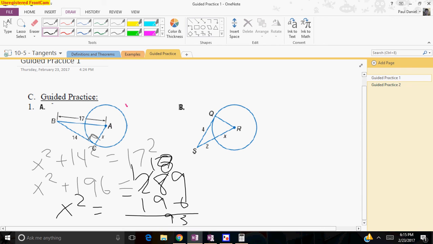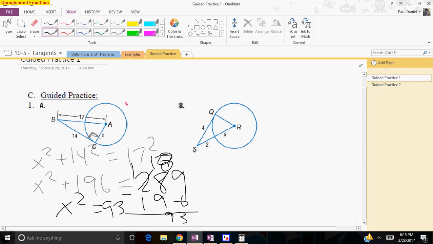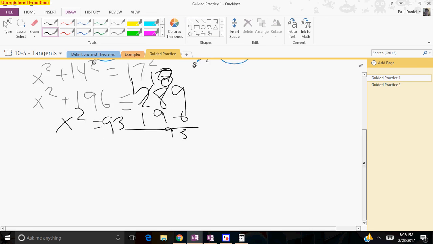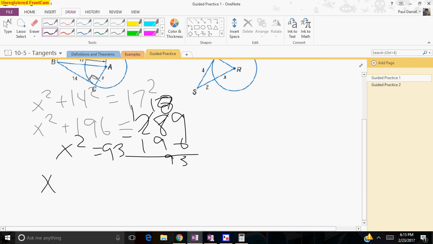And yep, that would be 93. Okay. Good for me in my math today. And so we're going to come up here, and that means that x is going to be equal to, could be plus or minus, but in our case, since x appears to be a measurement, we're going to say it's the square root of 93. Okay.